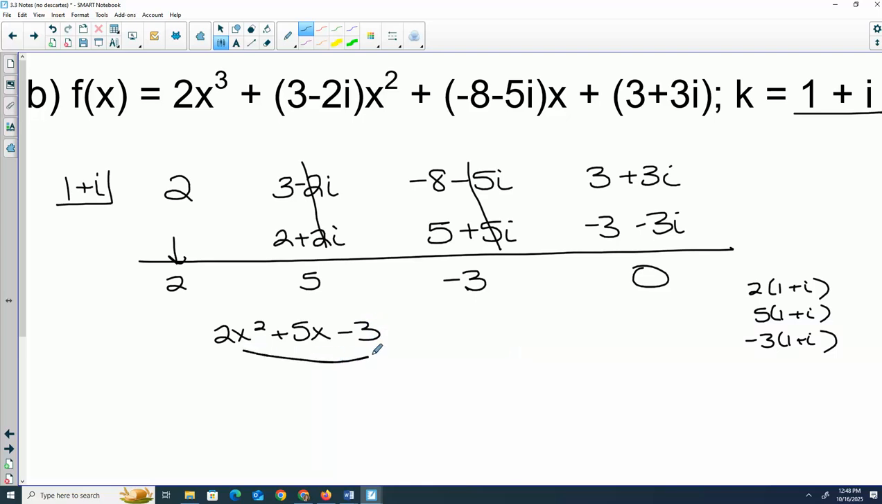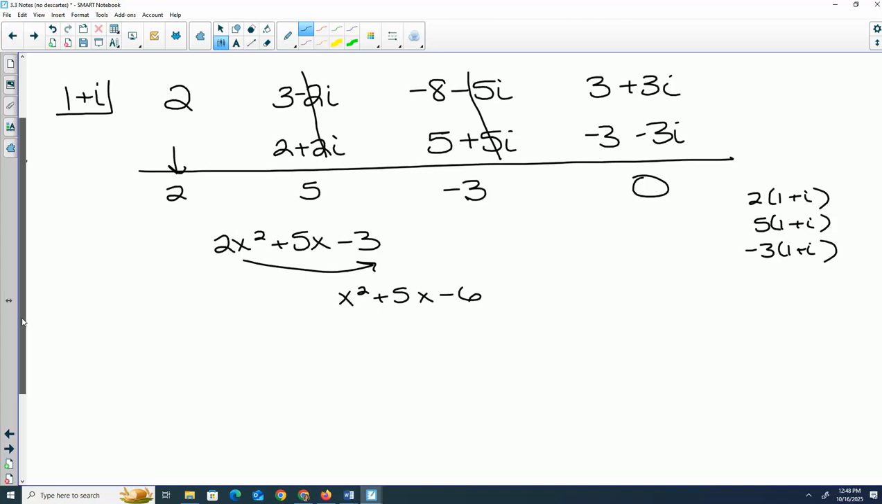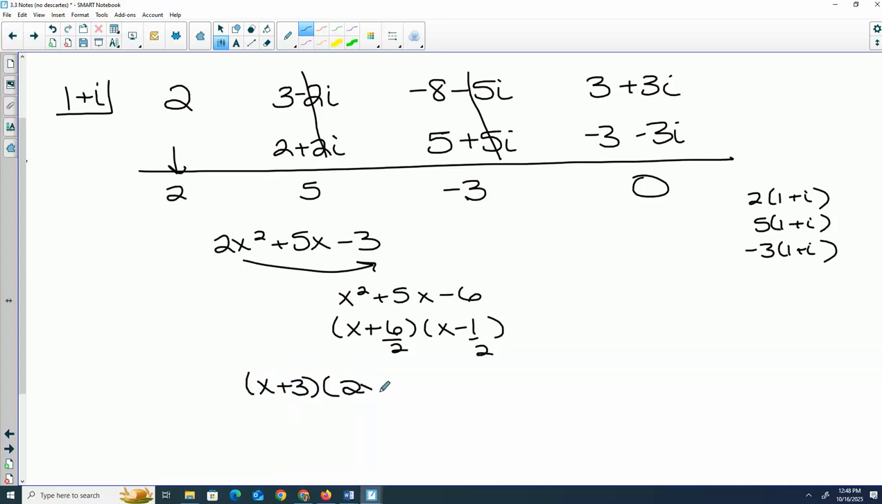Yeah. So we slip and slide. Multiply to negative 6, add to positive 5. 6 and negative 1. Divide back our 2. And we get x plus 3, 2x minus 1. I need my factored form. A good hint, if it's an x to the third, you're probably going to have 3 parentheses when you get down here. I have 2 of them.